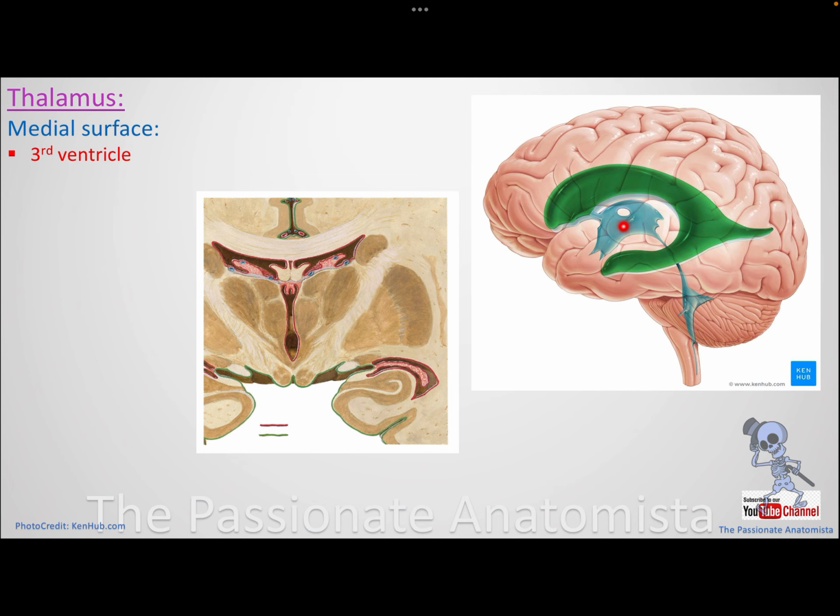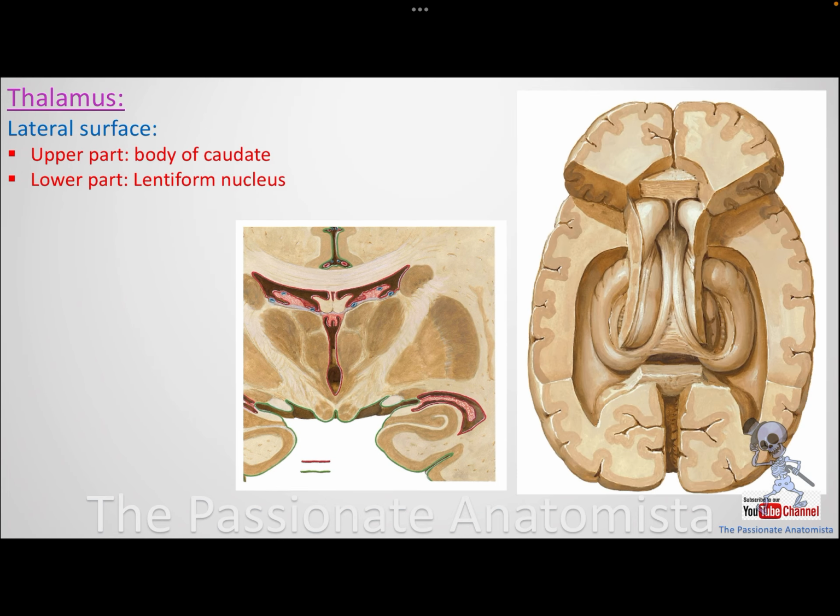So what is in the medial relation to the thalamus? It's going to be the third ventricle. What's going to be in the lateral relation? Oh my God, do you guys remember the basal nuclei? Remember that I told you, you have the thalamus medially, and you have the lentiform nucleus, and what separates them is the internal capsule. All right. So lateral to the thalamus, you guys, is going to be your internal capsule. And lateral to that, you have the lentiform nucleus.